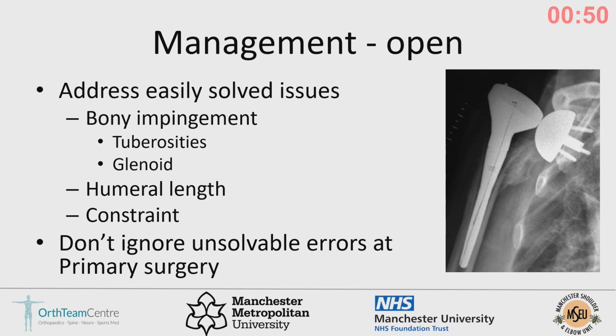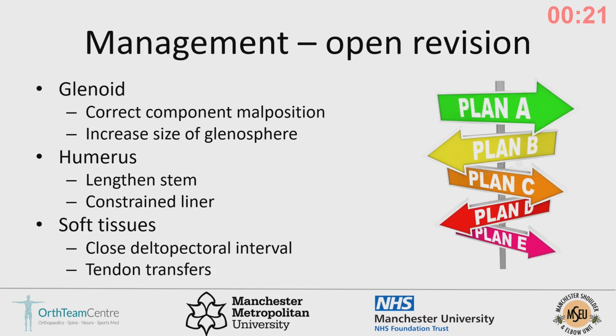Then we need to take them to theatre and probably first off try some fairly simple procedures, some easy wins. Look for bony impingement. Look at the tuberosities, have they migrated, look at bony impingement on the glenoid, try and address the humeral length mismatch through liners, and consider using a constrained prosthesis. But of course, it's futile to completely ignore really, really bad mistakes done at the first operation, so don't skive off addressing those. And a lot of the patients will stabilise after those very simple procedures. And if they don't, then you can move on to the big one.